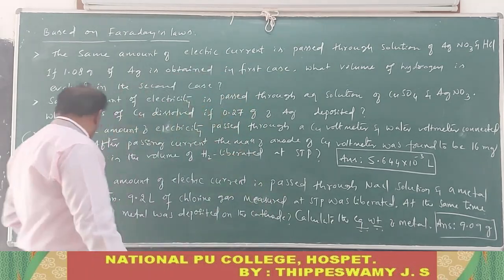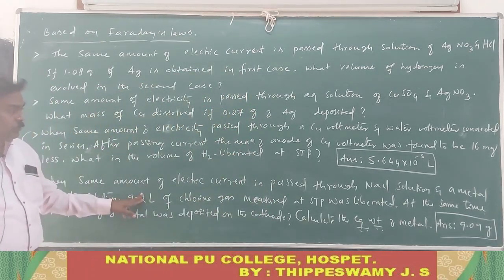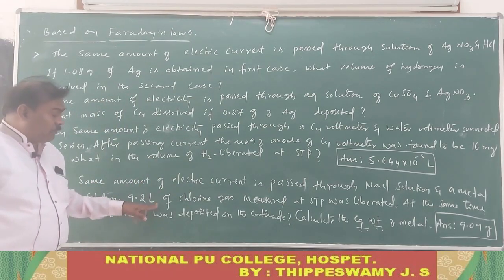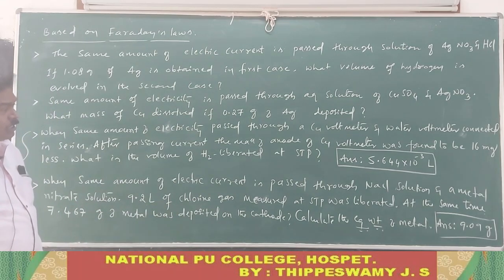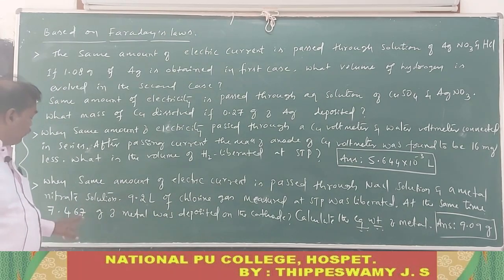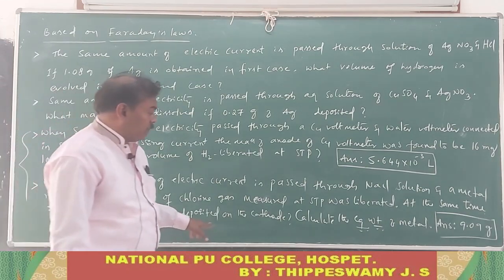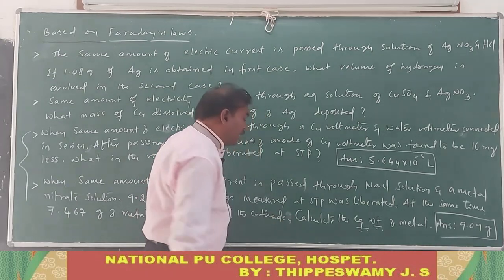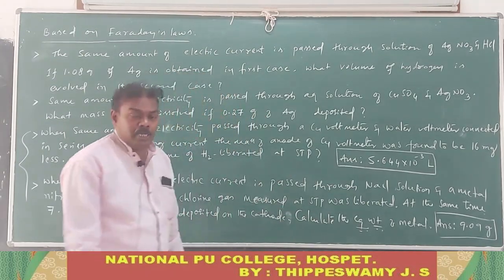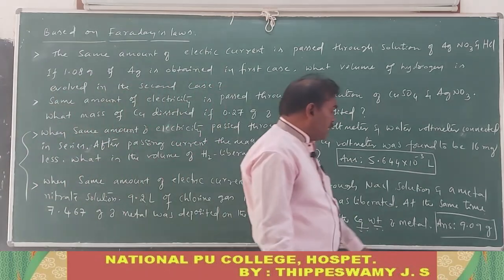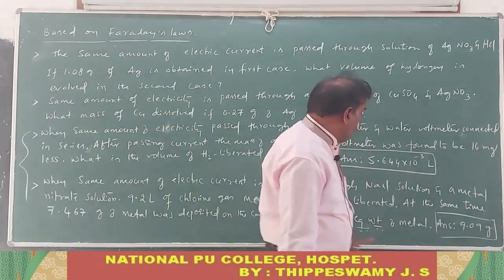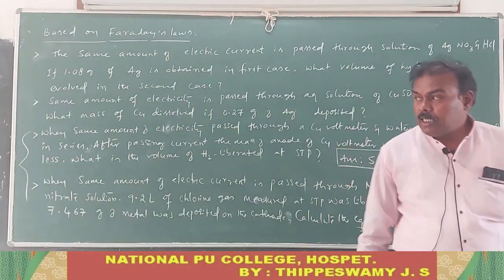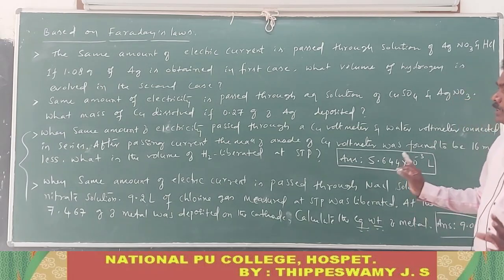Similarly, one more: when the same amount of electric current is passed through NaCl solution and a metal nitrate solution, 9.2 liter of chlorine gas measured at STP was liberated. At the same time, 7.467 gram of metal was deposited on the cathode. Calculate the equivalent weight of metal. Here also the answer will be given, 9.09 gram. So you just solve it as homework. This is regarding some numericals based on Faraday's first law as well as second law.